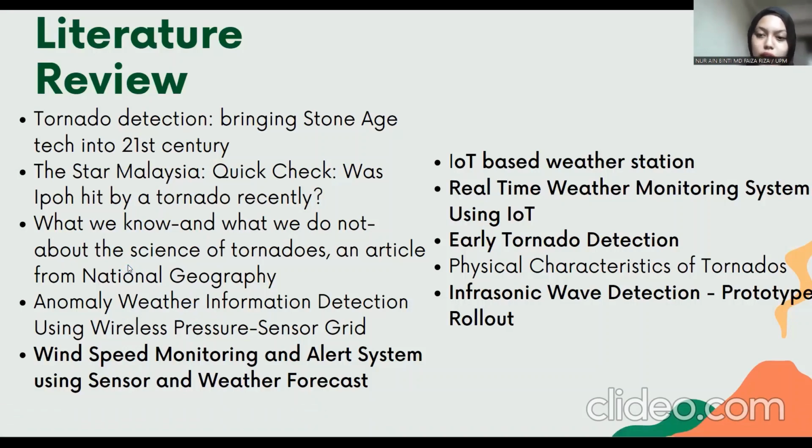Next we have the IoT-based weather station. Since our device should be an IoT-based solution, we need to include the IoT feature as well. This weather station included 3 sensors: barometric, wind, and wind direction sensors, to measure the pressure and direction of the wind so that they could detect the upcoming tornado. Next, we have the real-time weather monitoring system using IoT. It is similar to the IoT-based weather station. We are going to use these 2 as a reference to build an application to integrate our system into an IoT system.